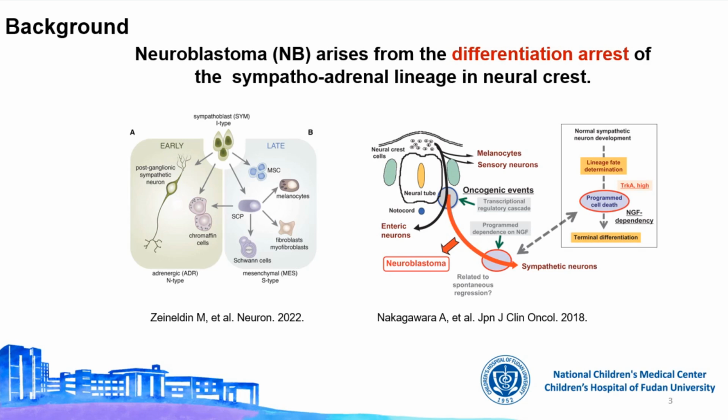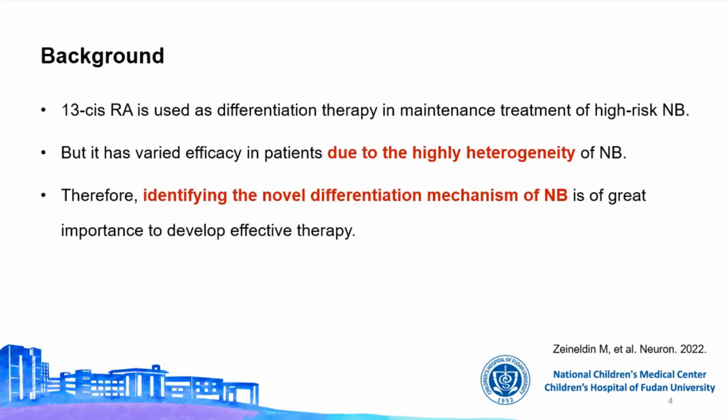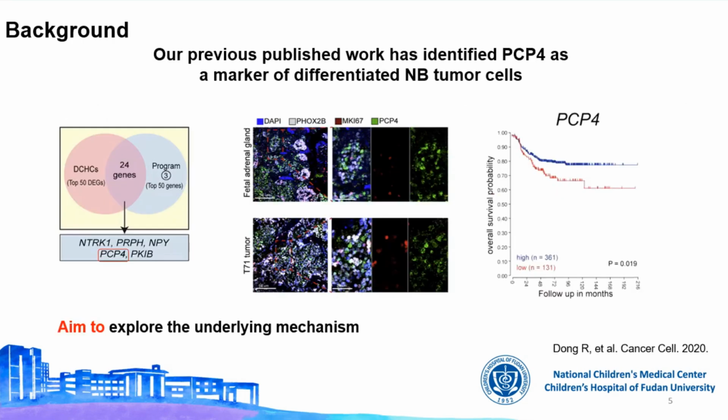Neuroblastoma is the most common extracranial solid tumor of childhood, arising from aberrant differentiation of sympathoadrenal cells in the neural crest. Retinoic acid is used to induce differentiation in treatment of high-risk neuroblastoma. However, its efficacy varied in patients due to the high heterogeneity of this disease. Therefore, identifying the novel differentiation mechanism is of great importance to develop effective therapy.